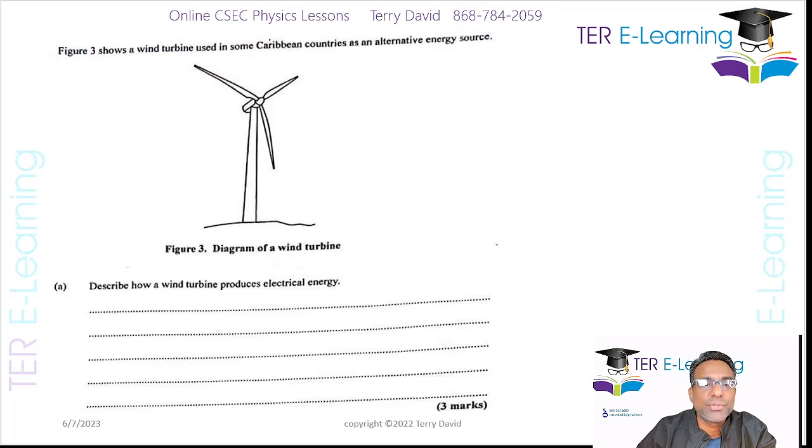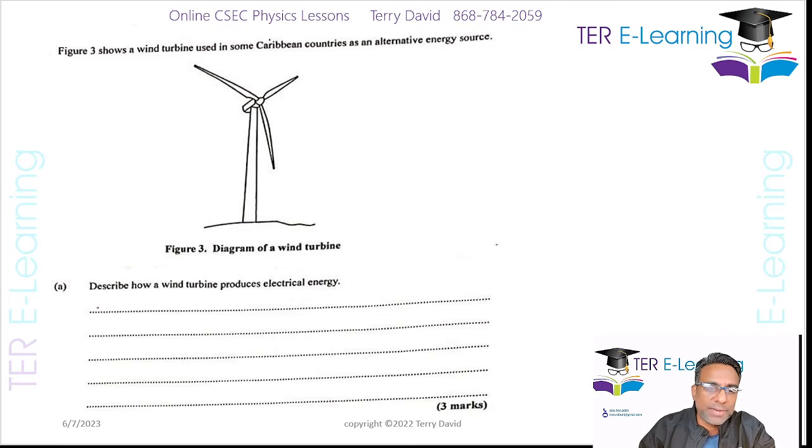Let's move on to question 2. So question 2 here shows a wind turbine used in some Caribbean countries as an alternative source of energy. Describe how the wind turbine produces electrical energy. So this is 3 marks here.